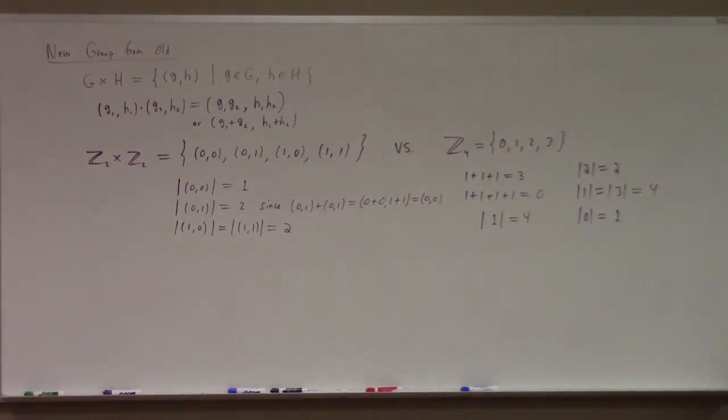So these groups cannot be isomorphic because Z2 cross Z2 has no element of order 4. If there was an isomorphism, it would map this element of order 4 to a corresponding element of order 4 on the other side, which is impossible. So they cannot be isomorphic.